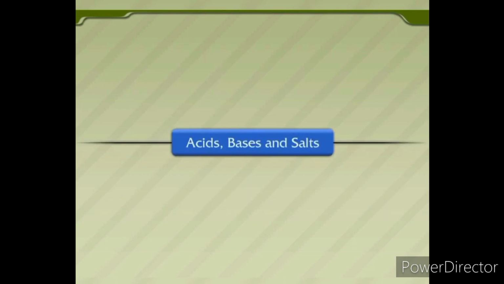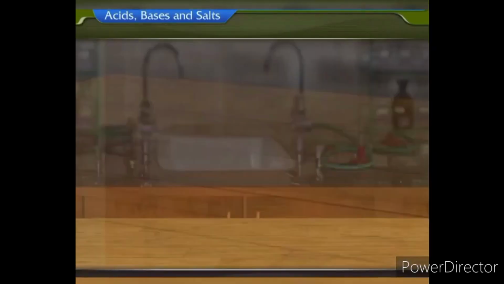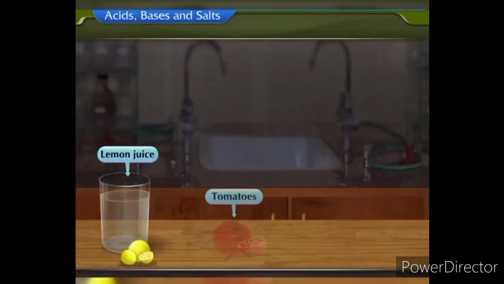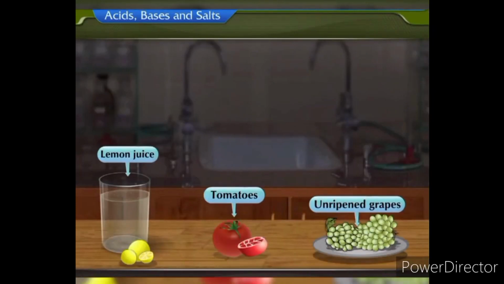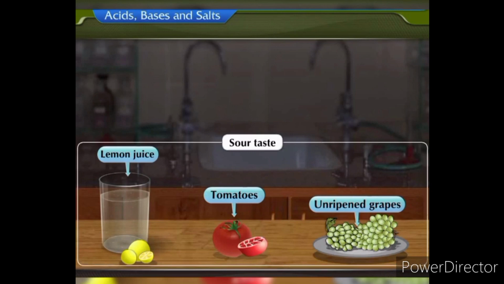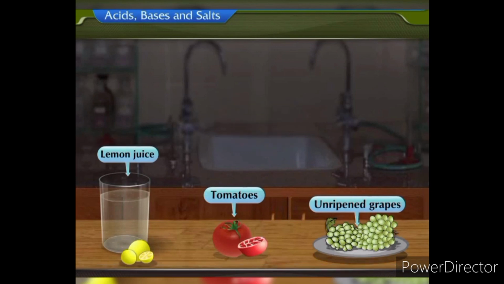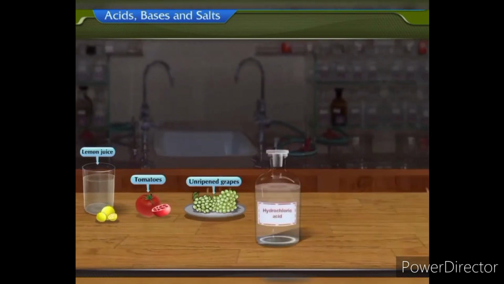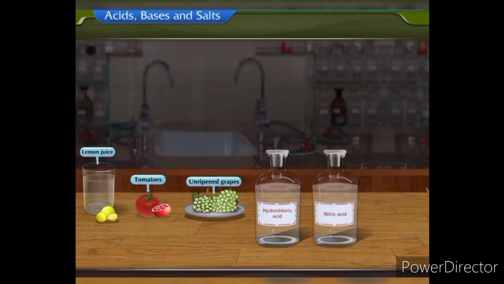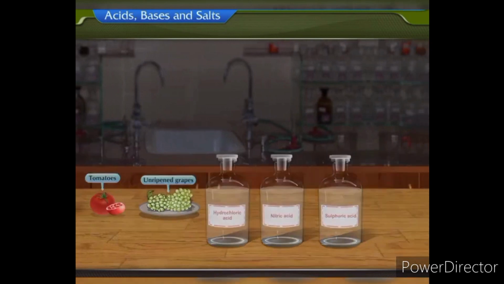Acids, bases and salts. We know that lemon juice, tomatoes and unripened grapes have a sour taste because they contain acidic substances. We are also familiar with reagents like hydrochloric acid, nitric acid and sulfuric acid. They are important acids used in the laboratory.